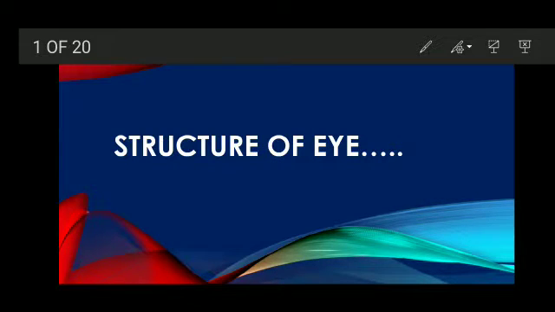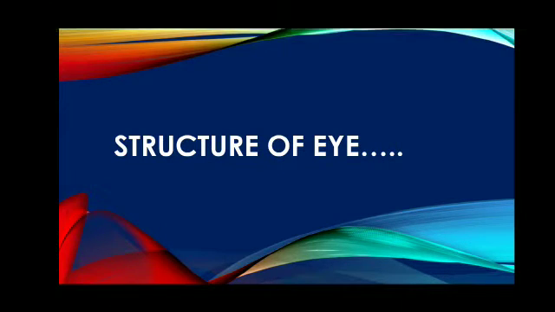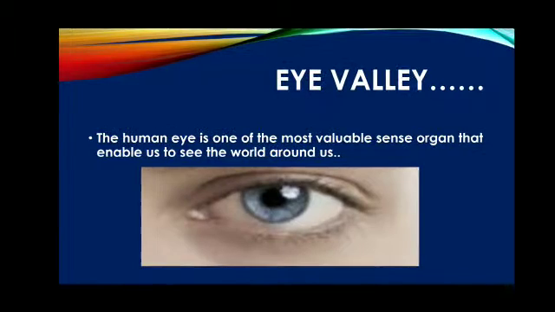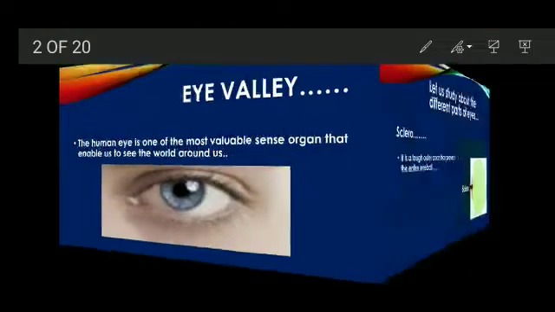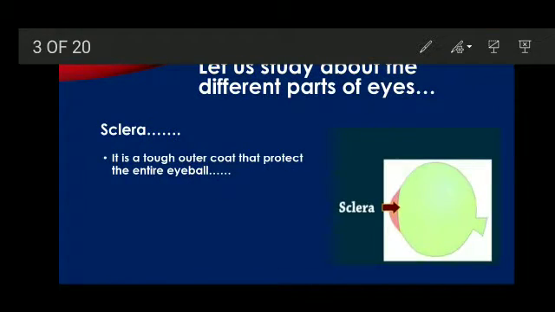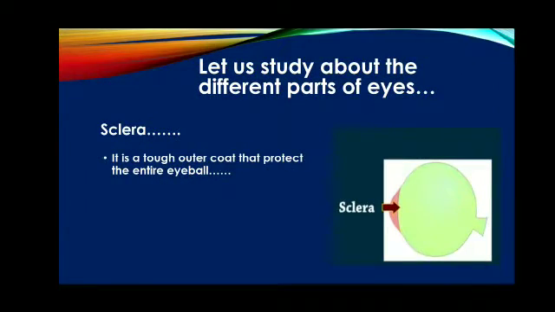A very new and interesting topic, that is structure of an eye. So now let us quickly start this without wasting our time. First we will read about the eye. The human eye is one of the most valuable sense organs that enable us to see the world around us. Let us study about the different parts of the eye.